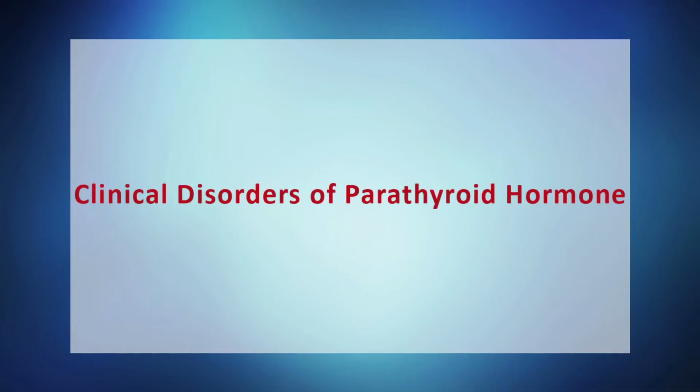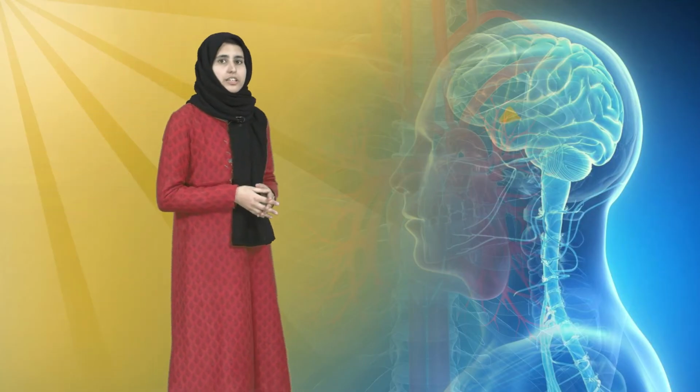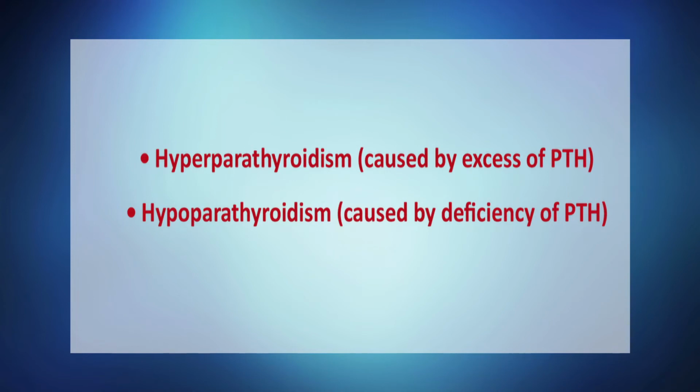Now, we will discuss the clinical disorders of parathyroid hormone. Since parathyroid hormone is the most important hormone in calcium homeostasis, disorders of this system are grouped according to their effect on the parathyroid hormone release. The two groups are hyperparathyroidism, caused by excess of parathyroid hormone, and hypoparathyroidism, caused by the deficiency of parathyroid hormone.